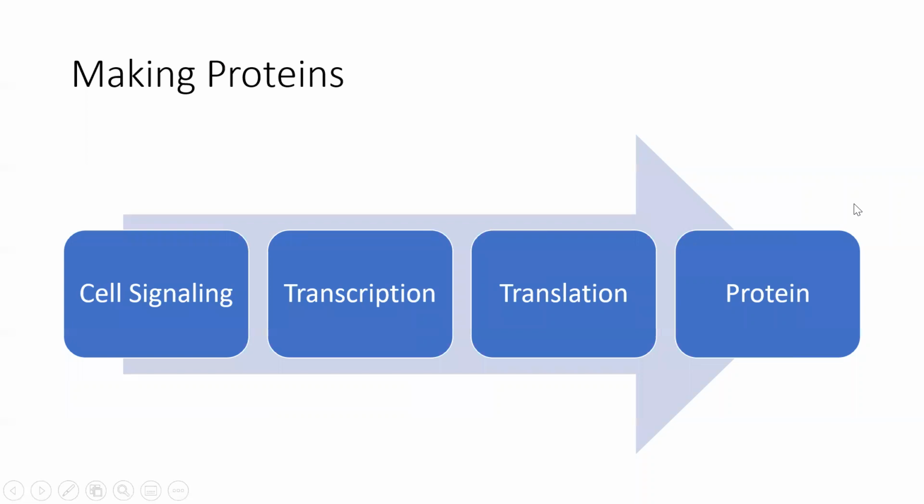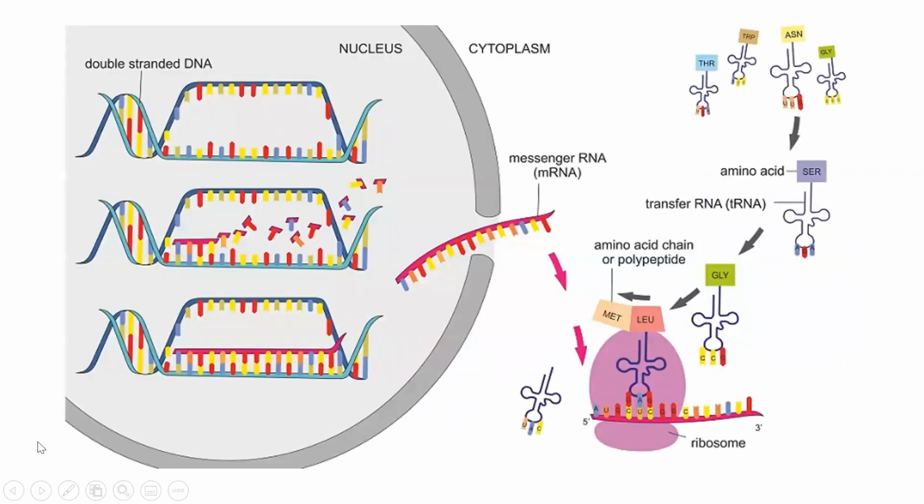So the process in making proteins is step number 1, cell signaling. Step number 2, transcription. Step number 3 is translation, and then ultimately creating that protein structure. So this is kind of an overview.